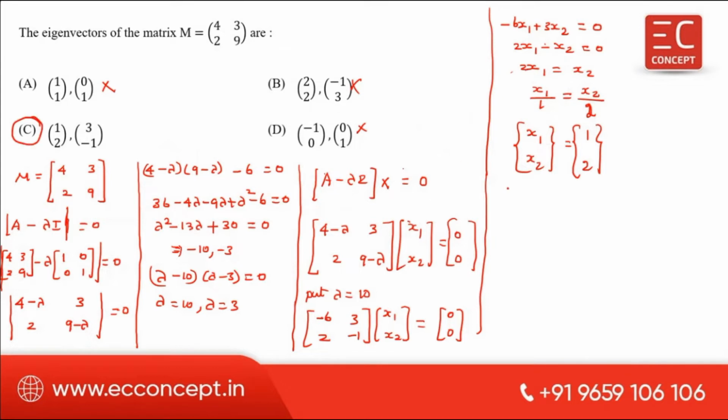If you want, you can solve the next one also. Put lambda is equal to, what is the second eigenvalue? 3. You have to substitute this in the equation, and after solving you will get the vector [x1; x2] is equal to [3; minus 1].